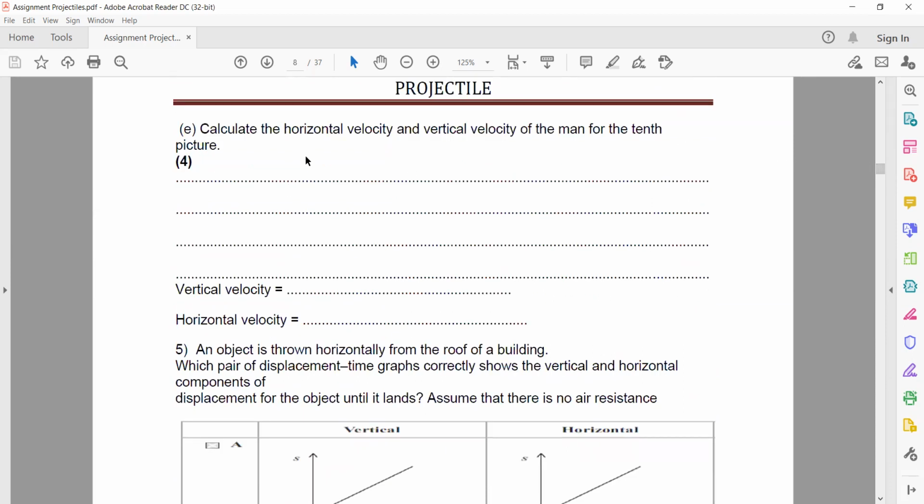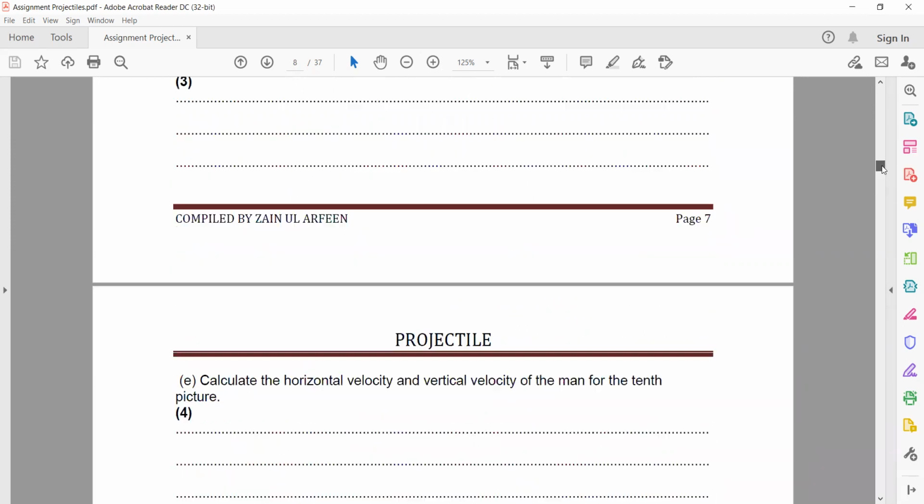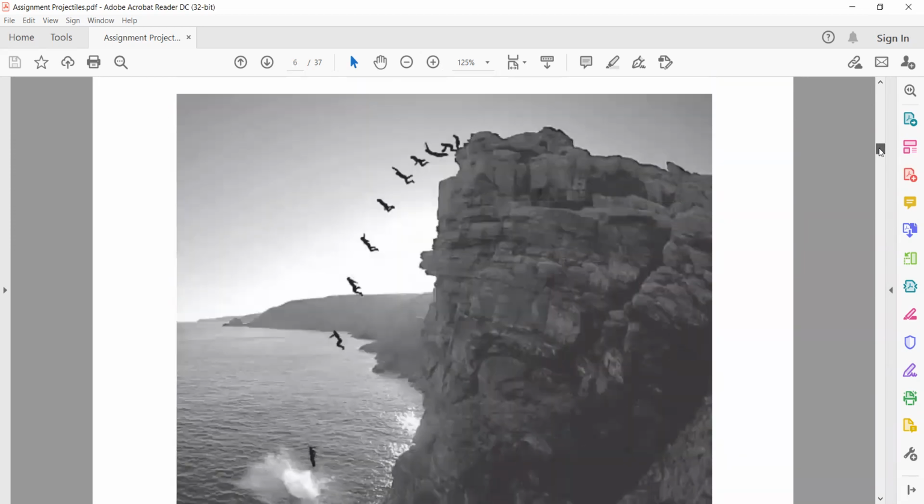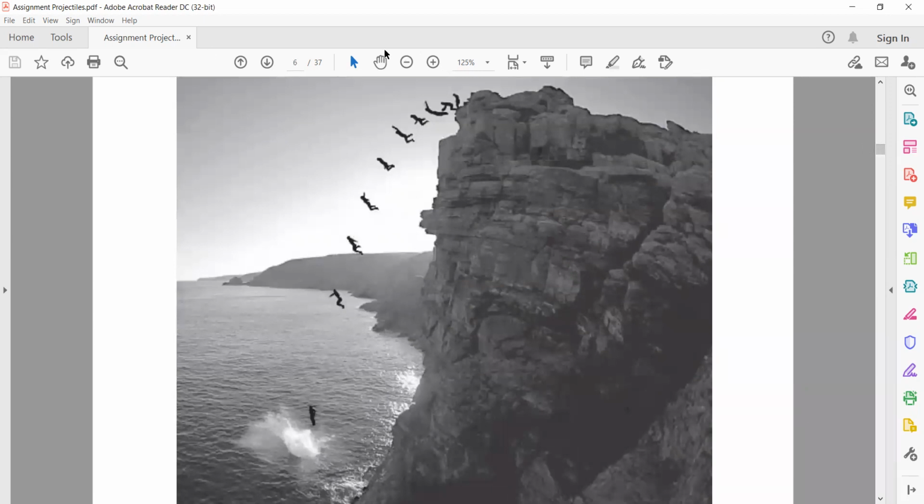Calculate the horizontal velocity and vertical velocity of the man for the 10th picture. So we need the horizontal and vertical velocity of the man for the 10th picture. So already we know this vertical distance is 30 meter, and the horizontal distance we calculated, that's 12 meter. And the time it took to fall from the second to the 10th picture is 2.47 seconds.